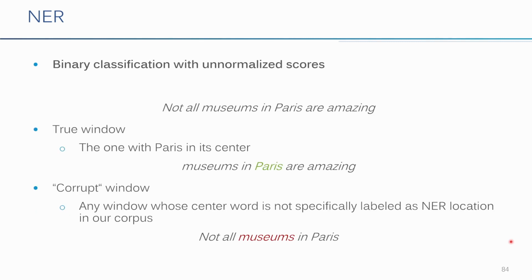How this looks for us is, given a window, let's say "all museums in Paris are amazing," we would have a true window in the sense that the center word does belong to an entity, in this case a location. And all the other examples, where we slide this context window along the text and the center is not Paris, are corrupt windows, so it is not specifically labeled as a named entity recognition location in our corpus. It might be labeled with something else. In this case right here, it's not.